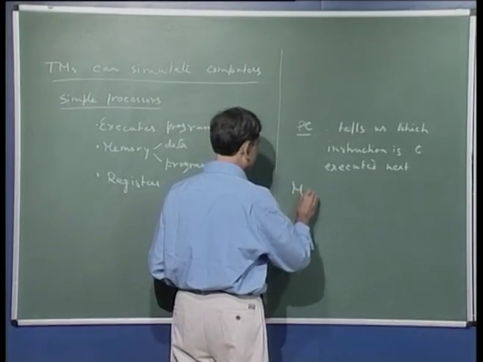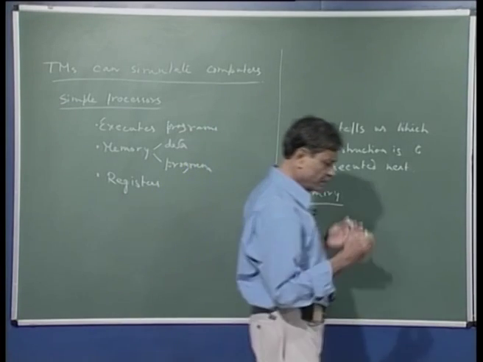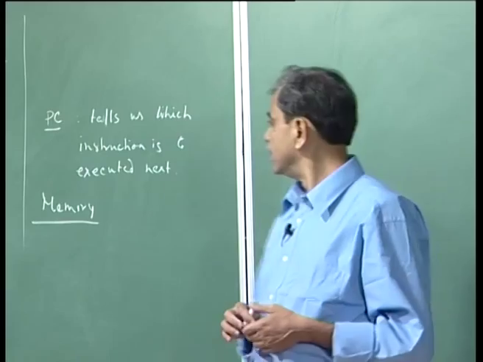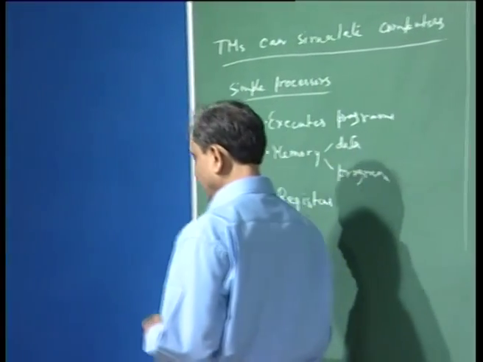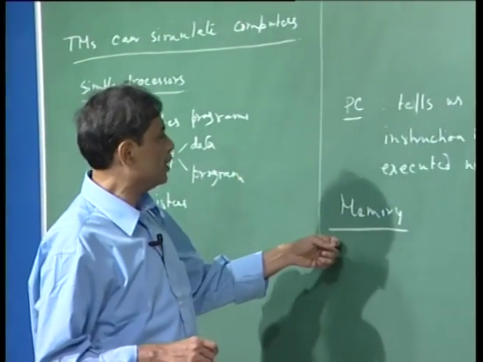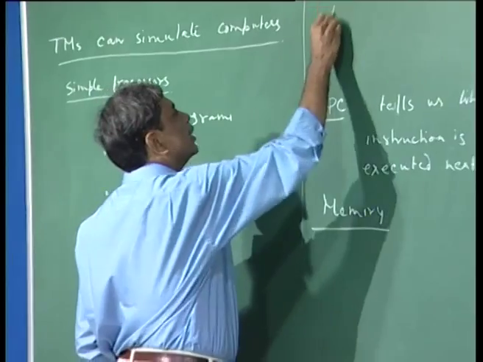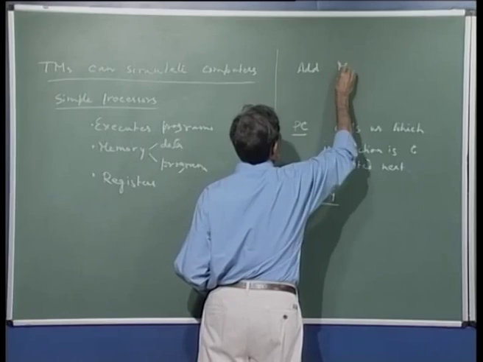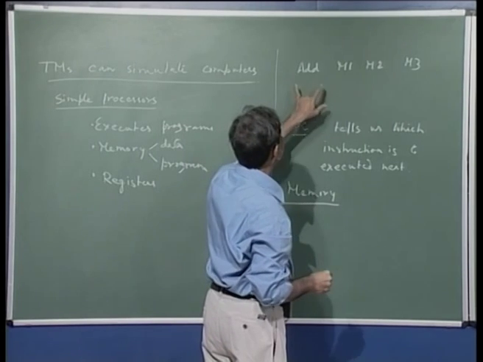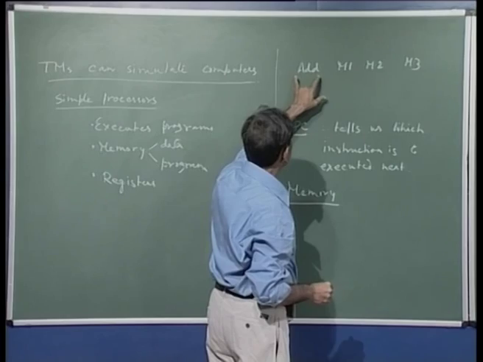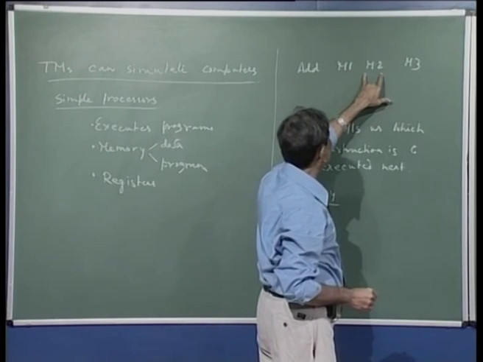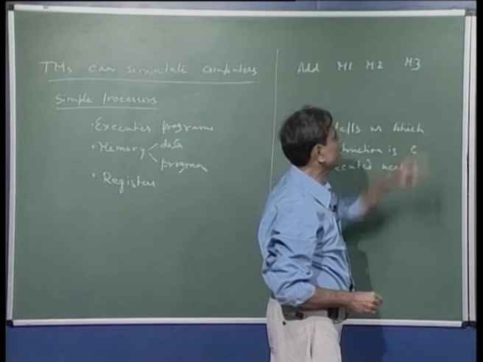And then of course there is memory. What is the essential part about a memory? Every memory cell has an address, and the cell at that address contains some bit pattern. So a typical instruction could be like add M1 M2 M3, something like this. This instruction is telling us to add the contents of memory cell 1 to memory cell 2, and the result should be placed in memory address 3.